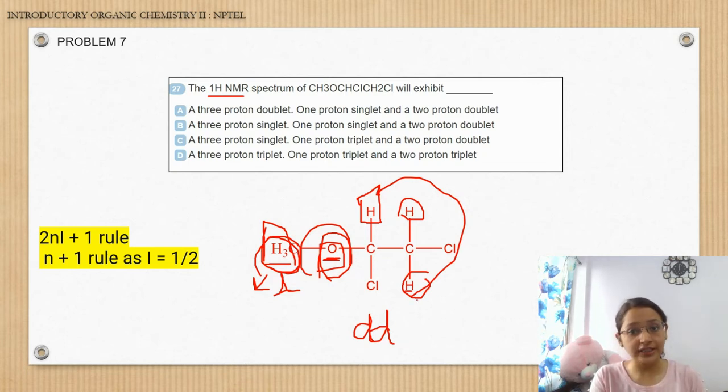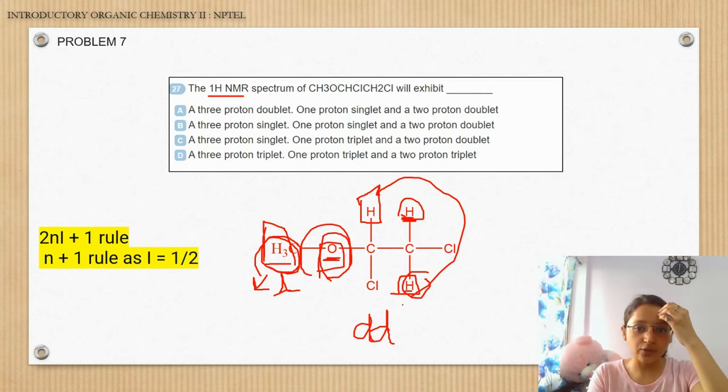Are you getting my point? Non-equivalent in the sense that they have different chemical environments surrounding them. Okay, so look at this proton. It has hydrogen and chlorine surrounding it. And look at this hydrogen. It has chlorine and hydrogen surrounding it. So they are equivalent. We cannot consider them non-equivalent because the surroundings of these protons are the same. So if these protons are the same, then they all together show a splitting on this particular hydrogen.